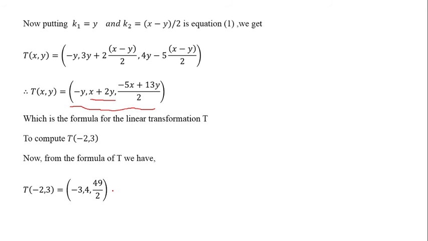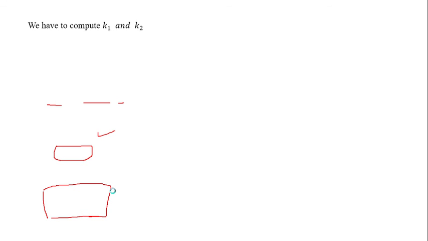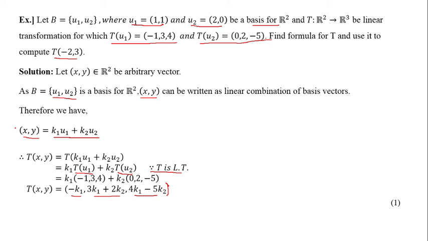So this is an easy example. Let me just revise this. This equation is important, because we have to use it twice. To find the formula for T, choose an arbitrary vector from the domain vector space. Here our domain vector space is R2, so we have chosen the ordered pair (x, y) belonging to R2. Since we are given a basis for the domain vector space, this arbitrary vector can be written as a linear combination of basis vectors.